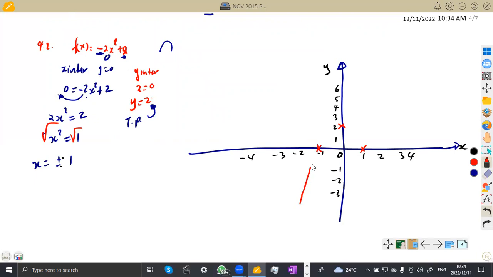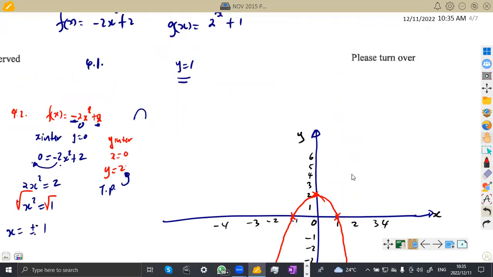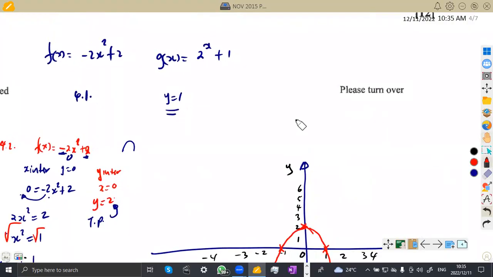So your graph is going to be like this, passing at 2 there, then passing at 1 like this. All right, so this will be the graph of f. Okay, so that's our f of x. Then let's see about g. Okay, this is our gx.